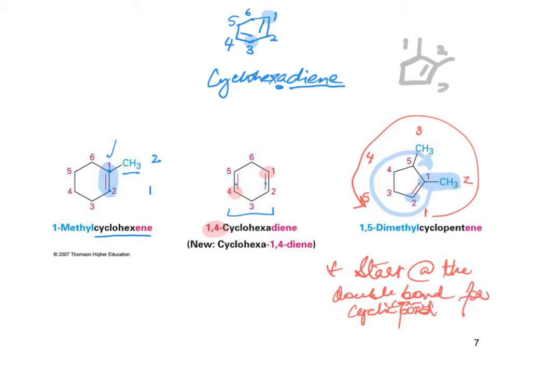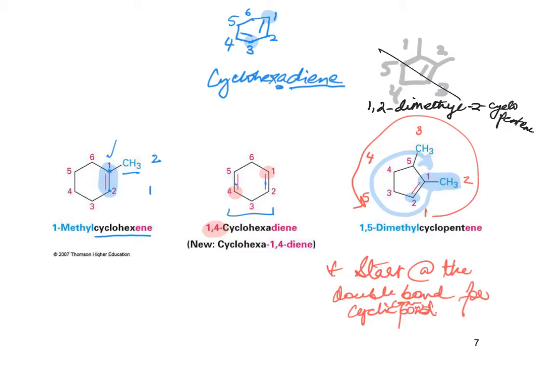1, 2, 3, 4, and 5. So we would have called it 2-cyclopentene and 1,2-dimethyl, right? So let's just discuss that. 1,2-dimethyl-2-cyclopentene. Why is it accurate or inaccurate?